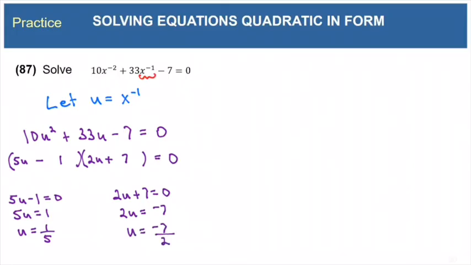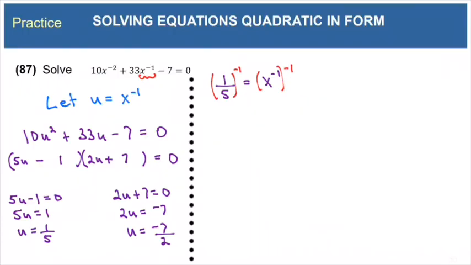Now we have to translate these u solutions back into x. So we'll use this relationship, and we'll take u equals 1/5 first, and we'll put the 1/5 in place of the u here. So instead of u equals x to the negative 1, we have 1/5 equals x to the negative 1. Remember, the negative 1 exponent just indicates a reciprocal, so we know this is going to be 5, but let's just show it algebraically. So we'll raise both sides to the negative 1 power, and that's going to give us x equals 5.